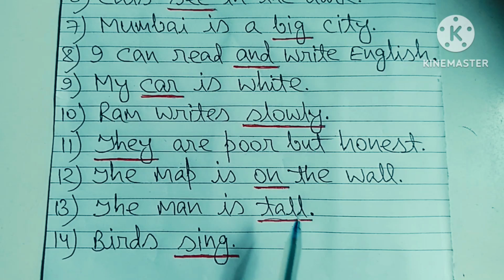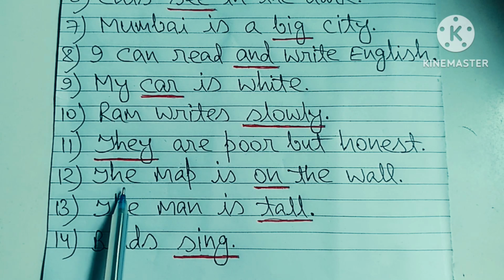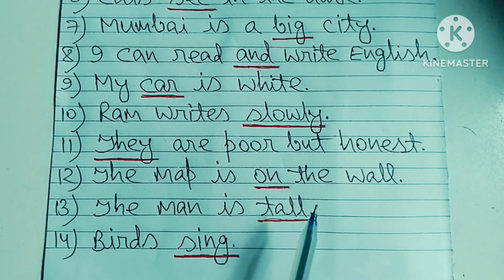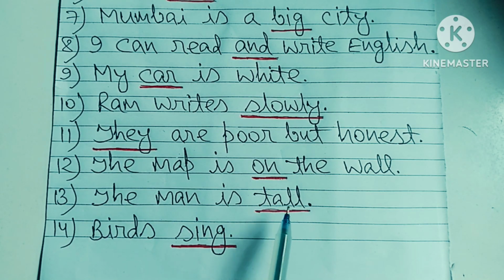Number 11, they are poor but honest. Underlined word is they. Number 12, the map is on the wall. Underlined word is on. Number 13, the man is tall. Underlined word is tall. Number 14, birds sing. Underlined word is sing. Okay.